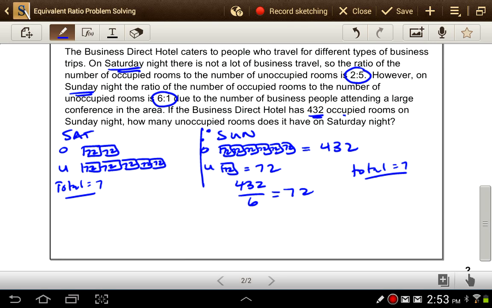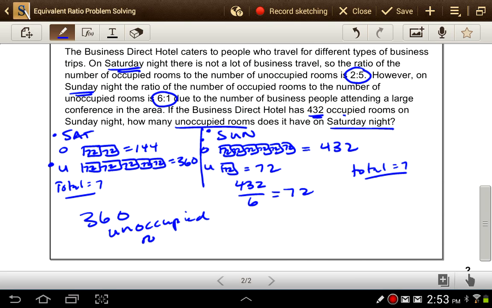I can do 72 times 4 for this one, and that's going to be 144. I can do 72 times 5 for the unoccupied, and that's 360. So now I have all my numbers. Let's answer the question. How many unoccupied rooms do they have on Saturday night? So I go to Saturday, unoccupied, and my answer is 360. So I have 360 unoccupied rooms.